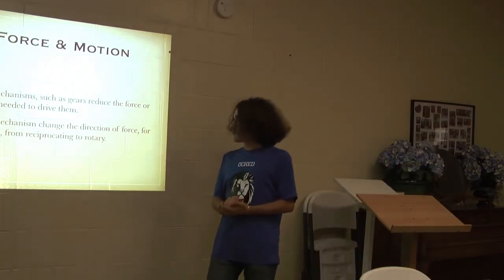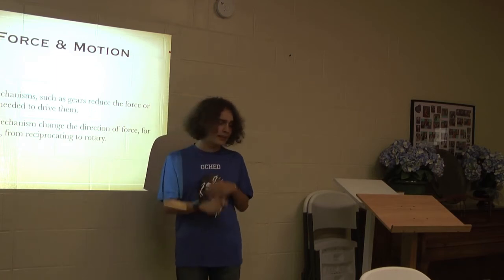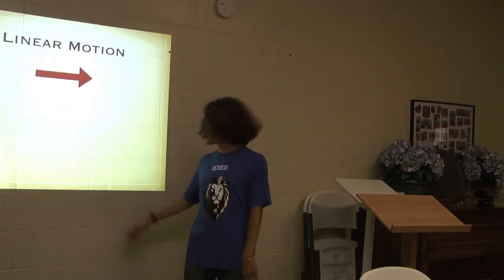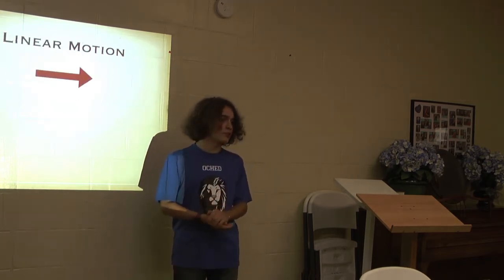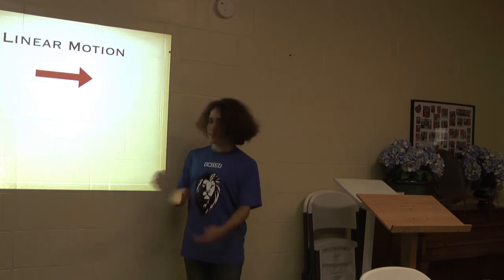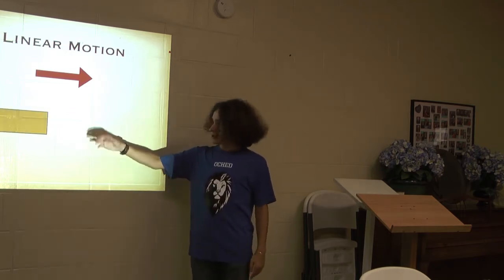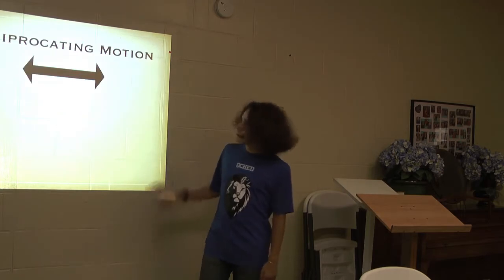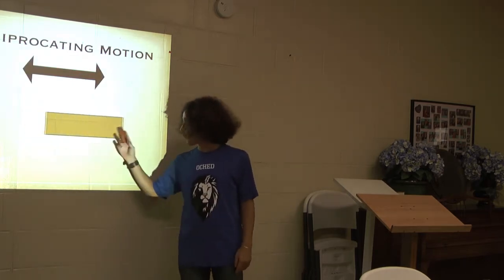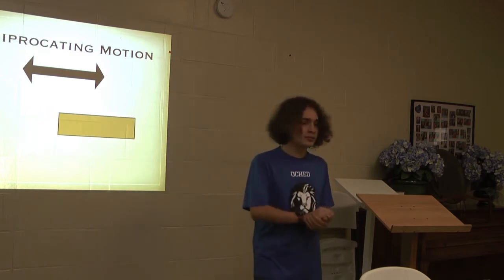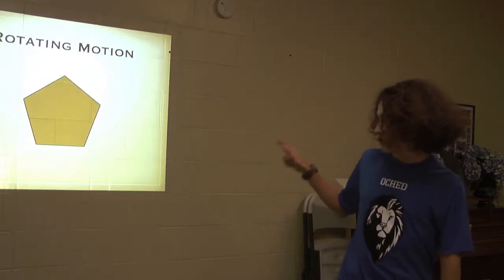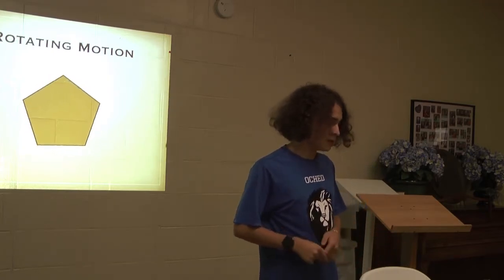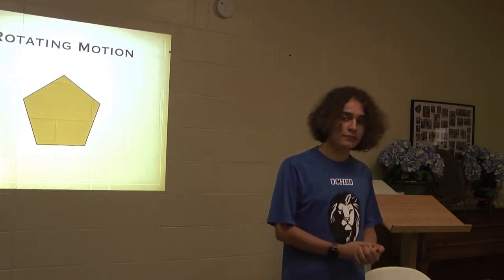And some mechanisms change the force, for example, some mechanisms inside the engine change the type of force used. Some examples are converting reciprocating motion to rotational motion, like the crankshaft. Now, what is linear motion? Linear motion is when the block moves only once, just one position once, that's it. Reciprocating motion, like the pistons, moves forward and backwards continuously until stopped. Rotating motion is what spins, to put it simply. This would be like the wheels or the crankshaft.